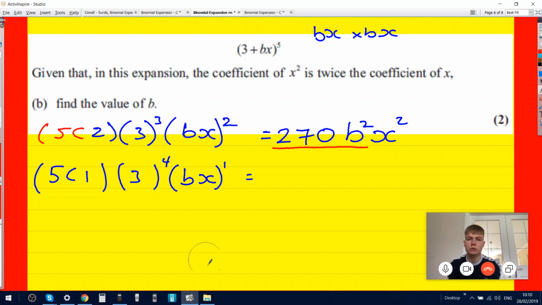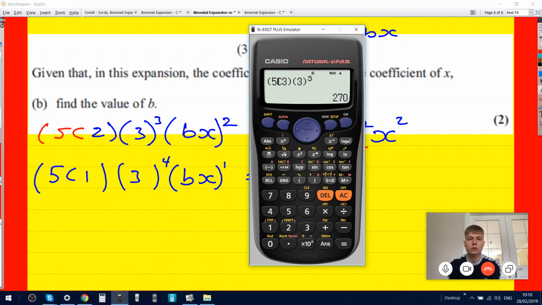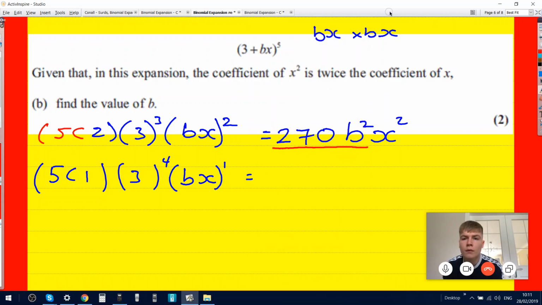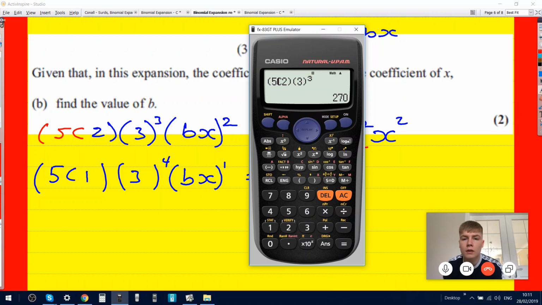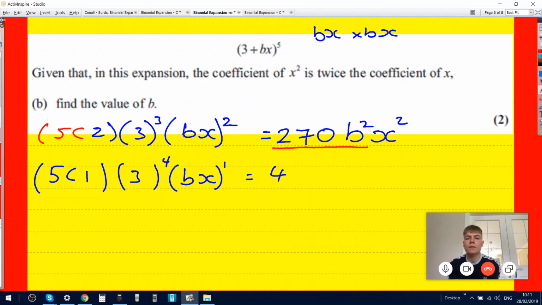Okay, so this one, very similar. I put that in wrong, did I? I put in cubed, I should have put in squared. 5C2 times 3 cubed. Sorry, 270 as well, is it? I got lucky. It's quite common that happens. 5C1, 3 to the 4. 405. So this will be 405 what?